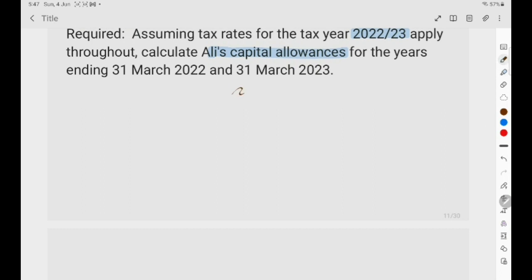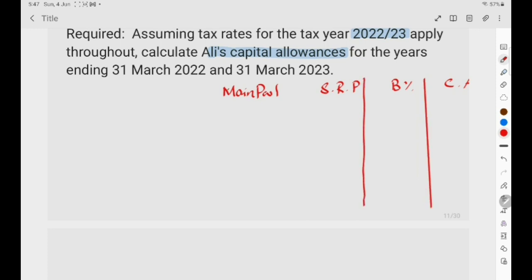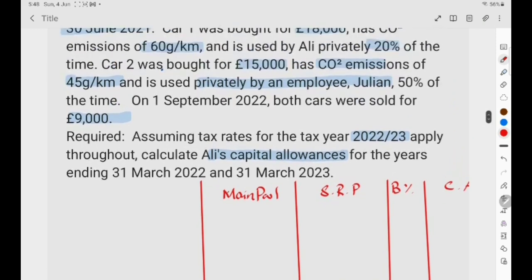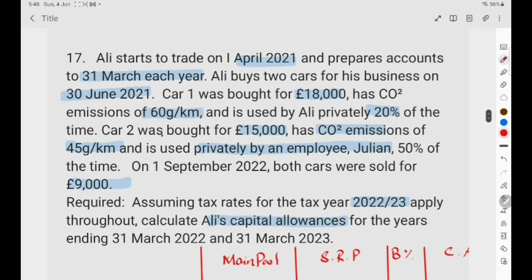So for this we make the main pool and special rate pool. Then there is the business percentage and capital allowance. These are the 4 columns we have to consider. First we have to record the written down balance, and there is no written down balance.